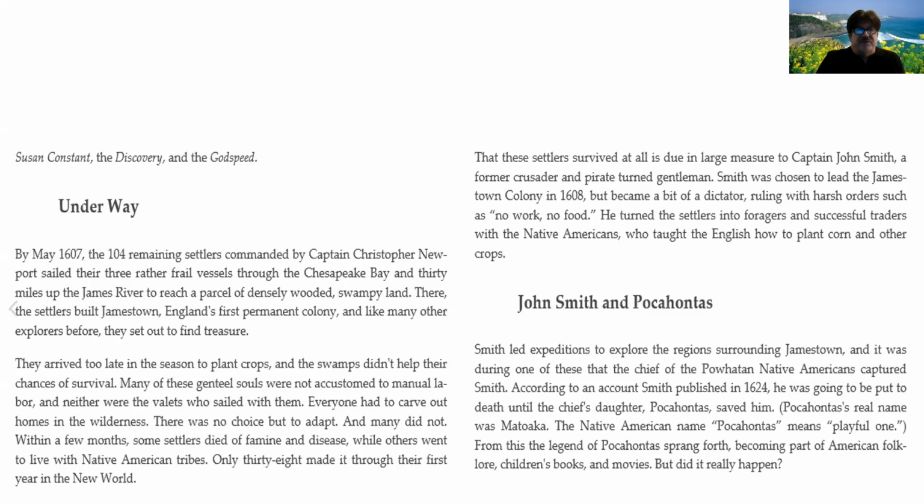And it says they went up the James River to reach a parcel. A parcel means an area, right? Again, this person's writing a book, so if they want to use high-level words, they can. Of densely wooded, anything densely, so wooded means there was a lot of trees. Swampy land. Okay, here's a word.